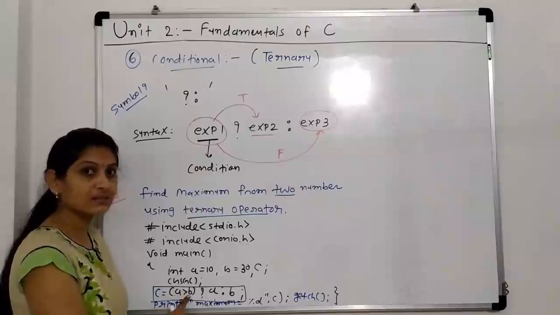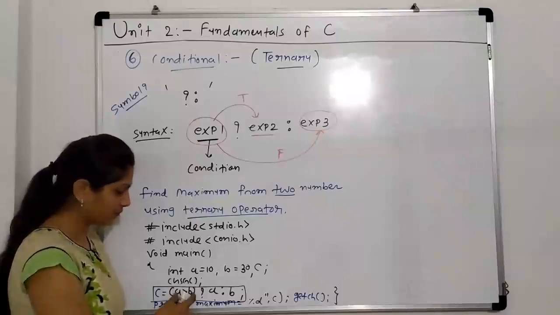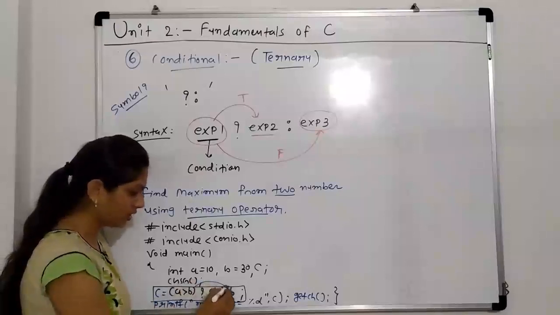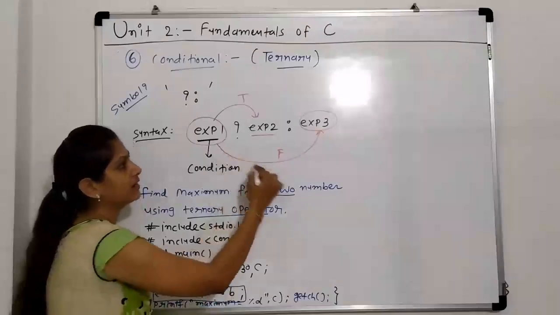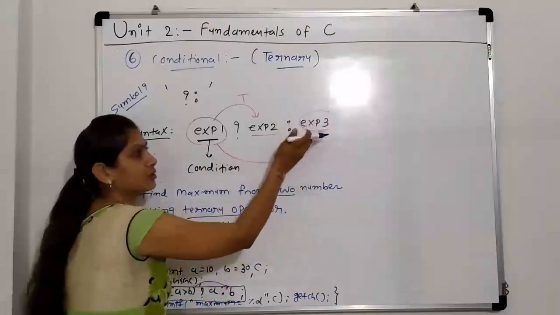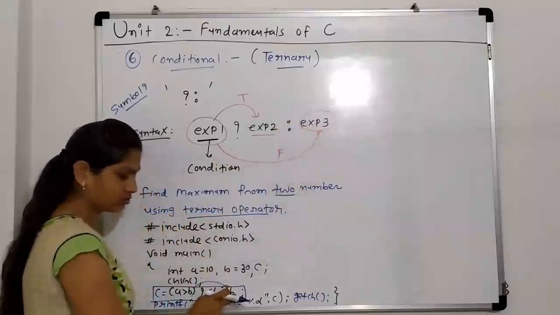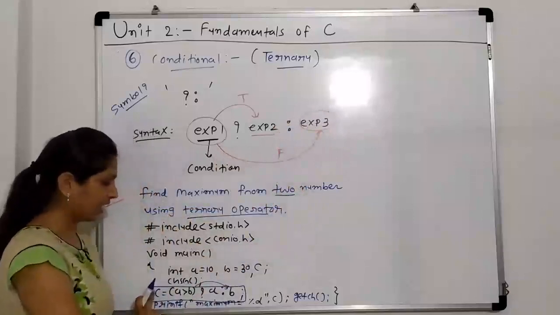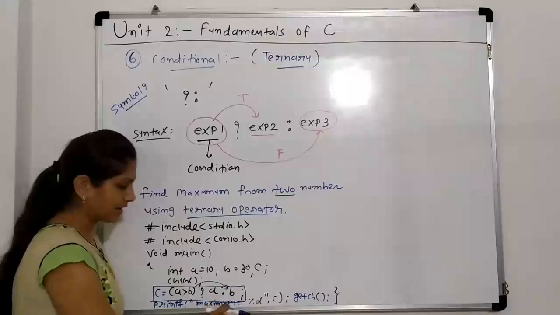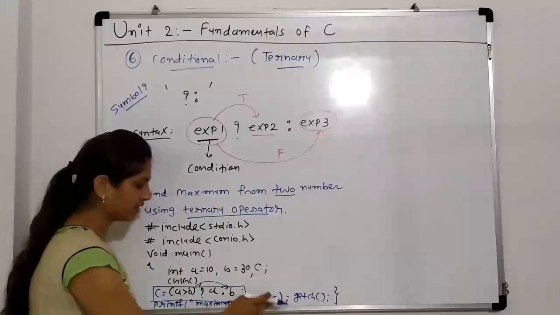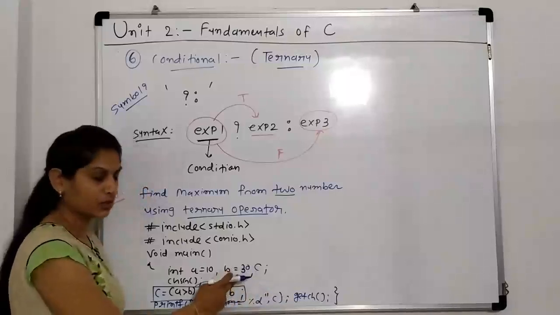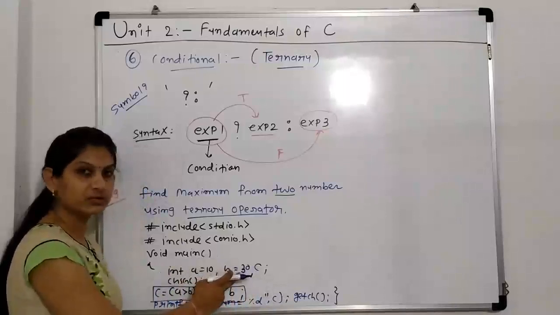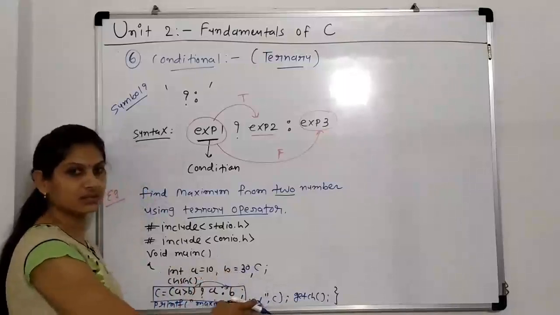No, it is false. So when it is false, it goes to the part after the colon sign. So our answer is B. So C equals what? B. So the maximum equals C, that is 30, because in C the value of B will be stored. So maximum equals 30.